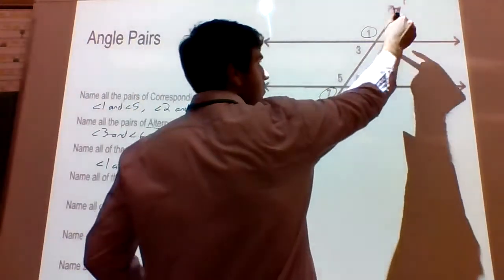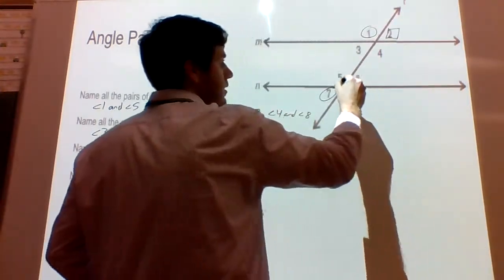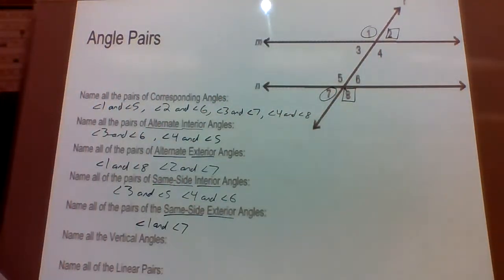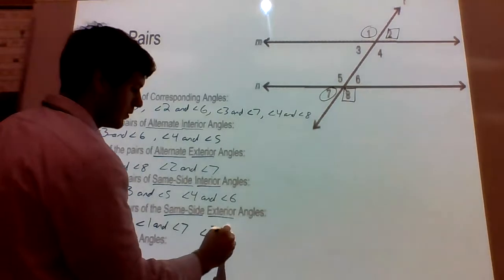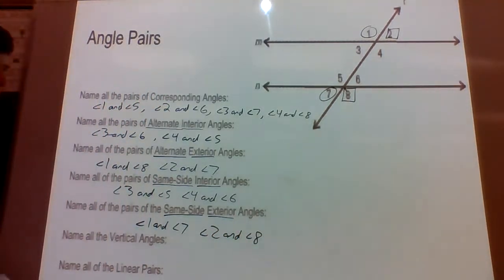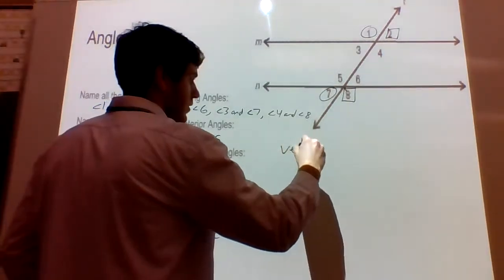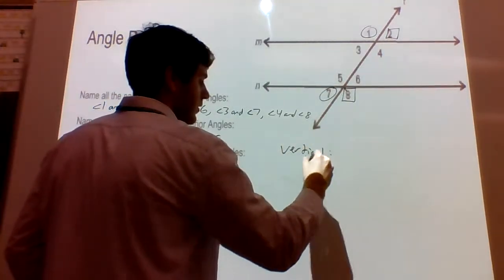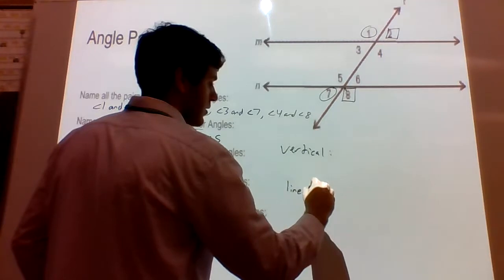Okay. And then 2 and 8 are same side. So angle 2 and angle 8. Okay, I'm going to put vertical over here. Vertical and linear pairs.